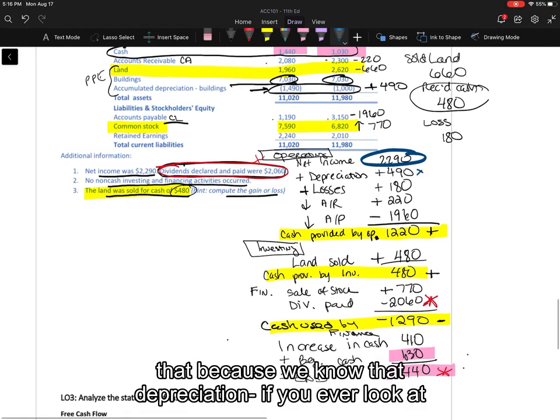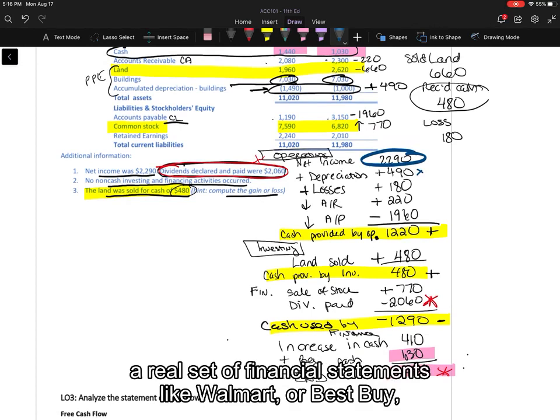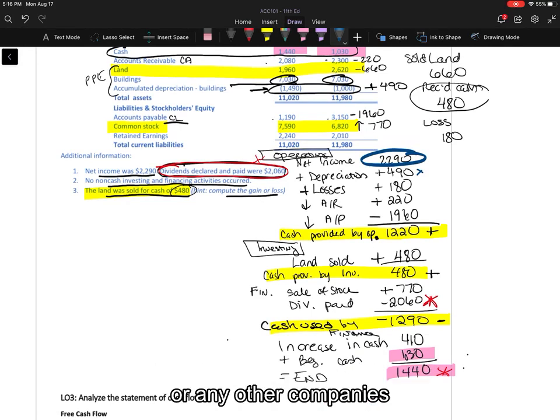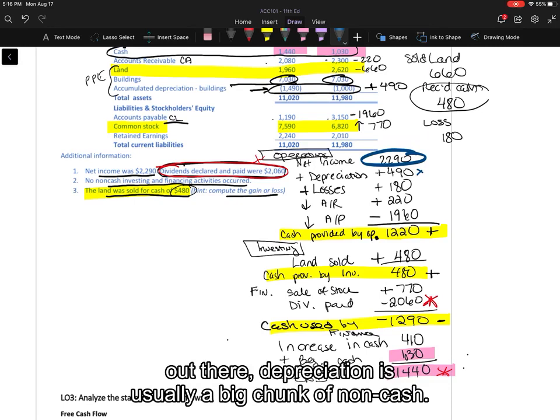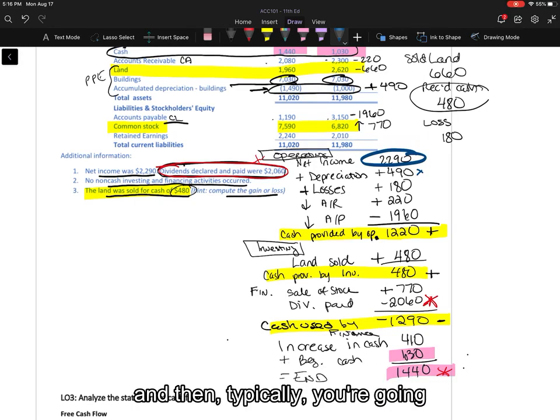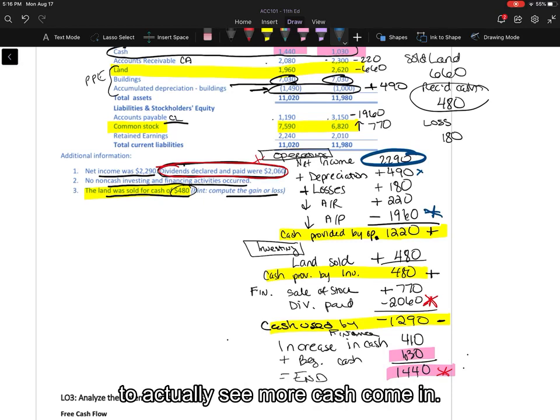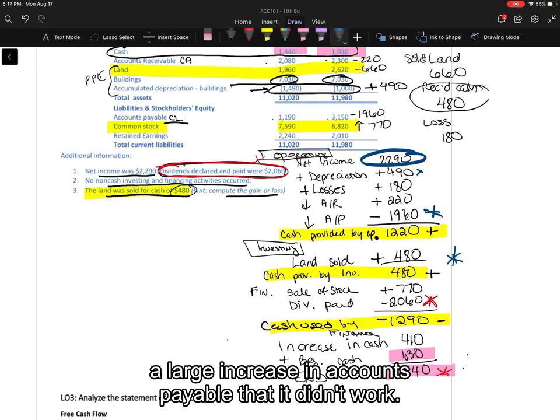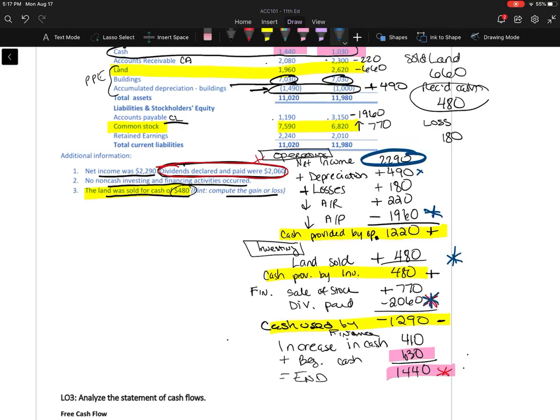Because we know that depreciation, if you ever look at a real set of financial statements like Walmart or Best Buy or any of the companies out there, depreciation is usually a big chunk of non-cash. So whatever net income they have, add back depreciation, and then typically you're going to actually see more cash come in. Okay, but in this case, we had such a large increase in accounts payable that it didn't work.